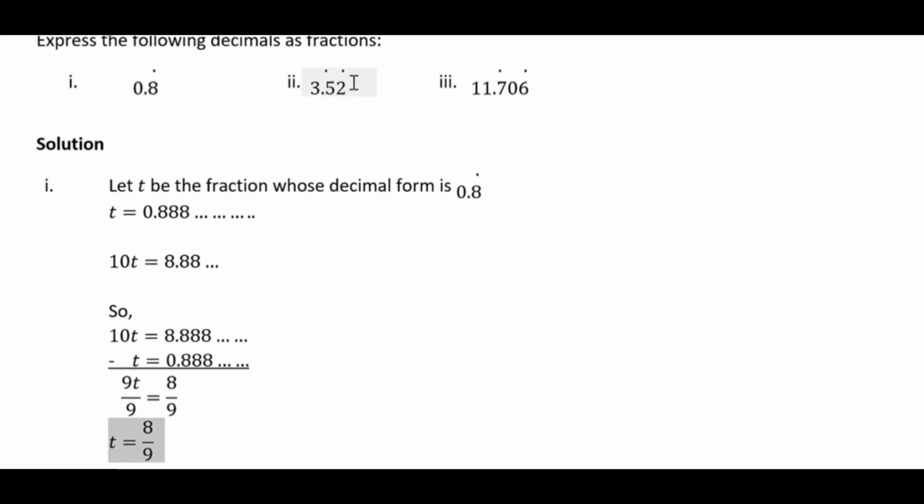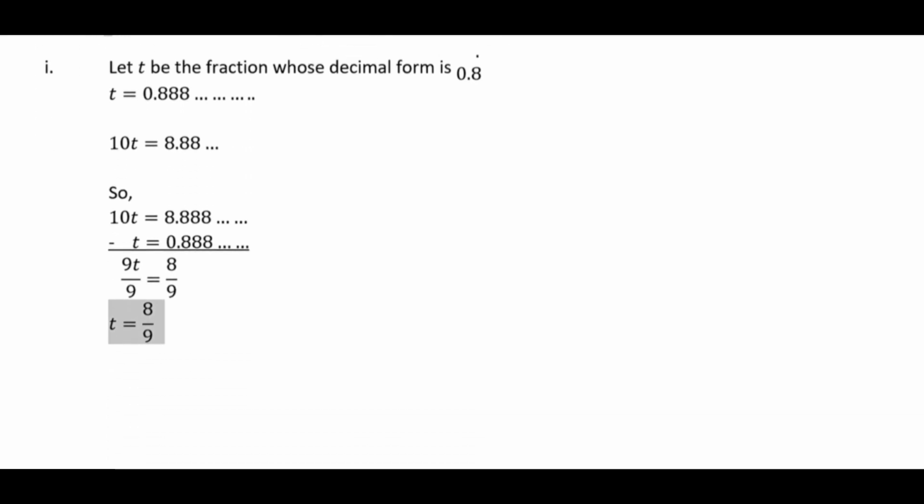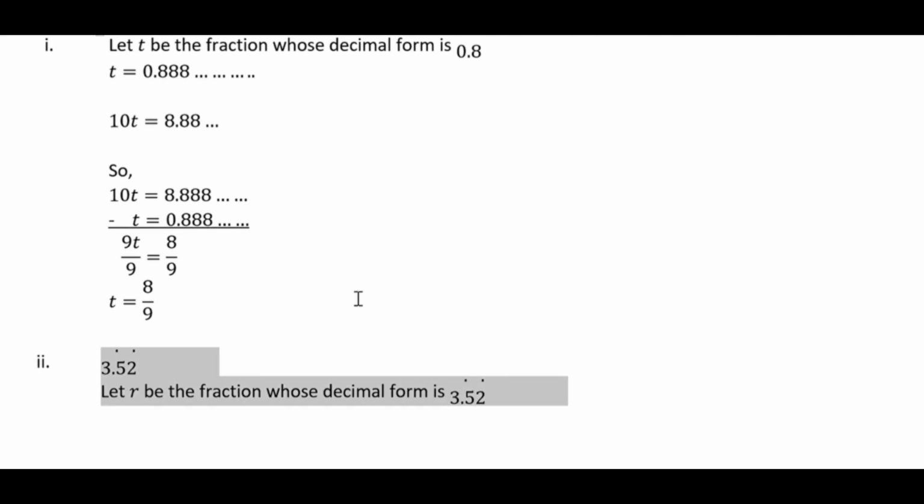The second question is 3.52. The presence of these 2 dots up here mean 5 and 2 are recurring. So that means we shall choose an arbitrary letter like r in this case. Let r be the fraction whose decimal form is this recurring decimal that we have. So that means r is equal to 3.525252. It keeps recurring like that. In other words, 5 and 2 keep recurring or repeating themselves.